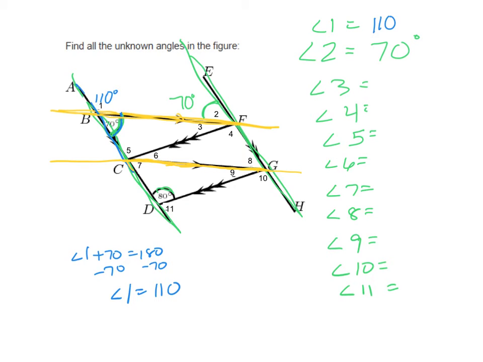I got a little crazy with that blue. That should not be blue. I'm going to make it green again. Sorry about that. Okay, so hopefully you see yellow and green, yellow and green. So this is 70. This is 70. Those are corresponding angles. So angle 7 is 70 degrees. I know this yellow and this green are 70. That means this yellow and this green is also 70 because those are corresponding angles. So angle 8 is 70 degrees.